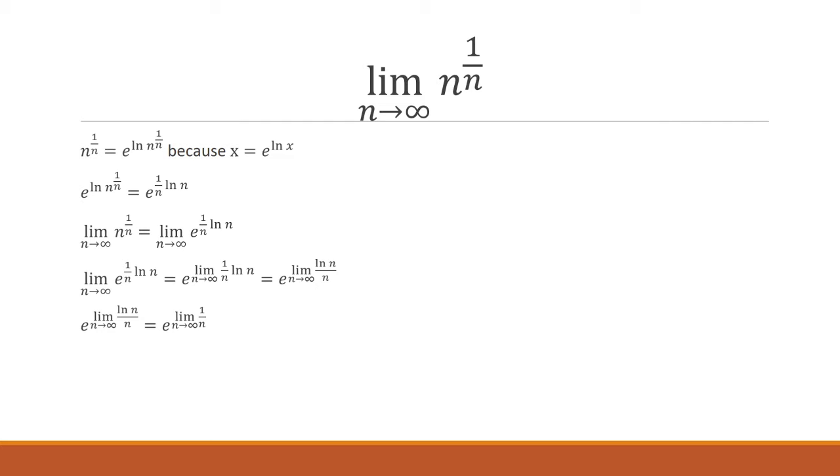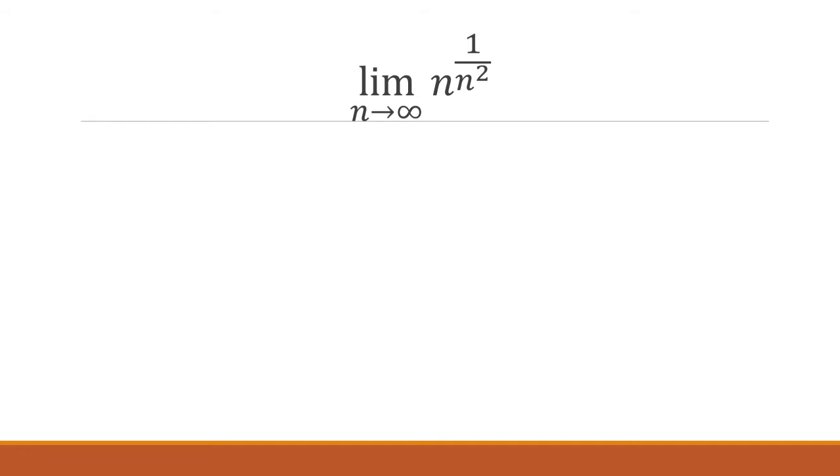Now, if I approach n from infinity, ln of n and n both go to infinity. So I do have to use L'Hopital's rule. And so the derivative of ln of n is 1 over n. The derivative of n is just 1. So this limit simplifies to e to the limit as n approaches infinity of 1 over n. And if I let n approach infinity, 1 over n approaches 0. So I have e to the 0, which is 1. So my limit is 1.